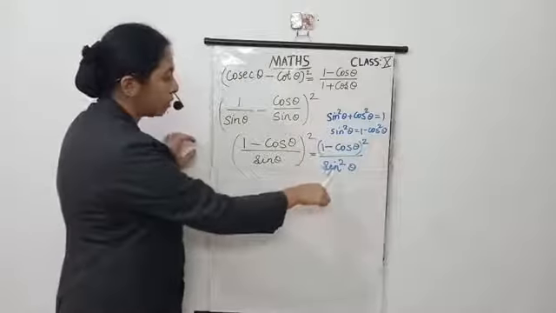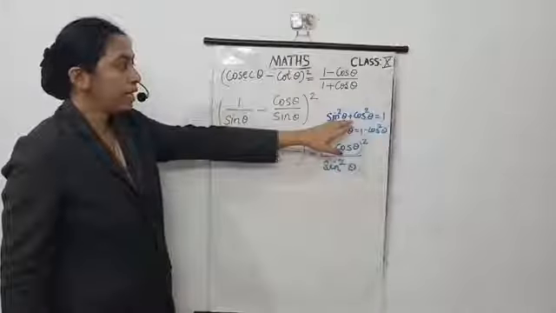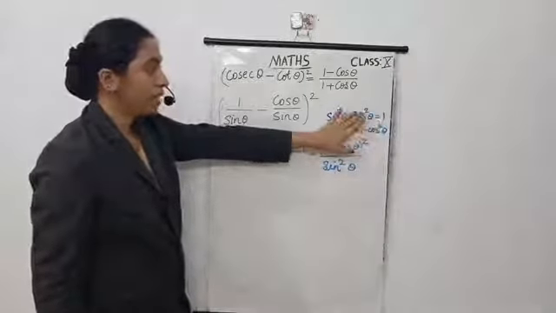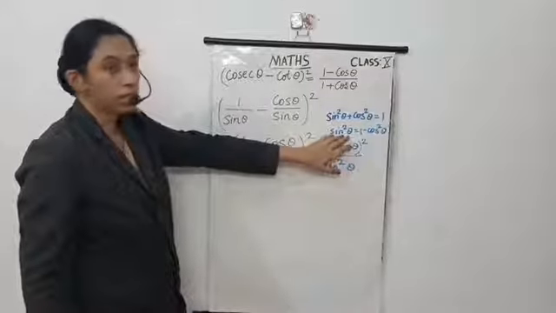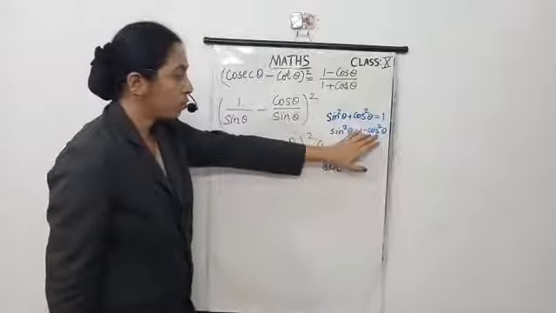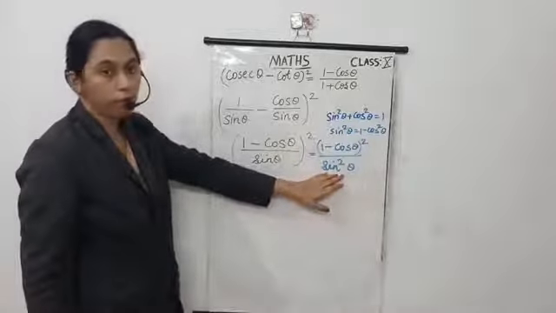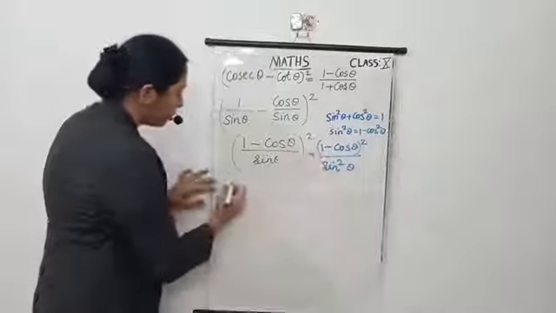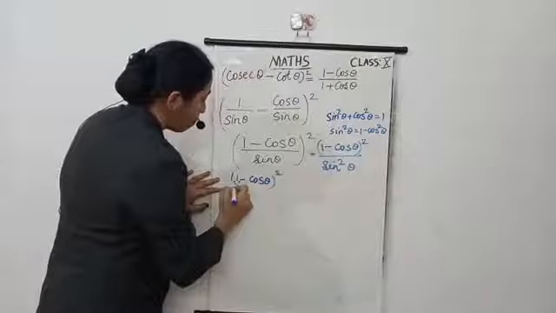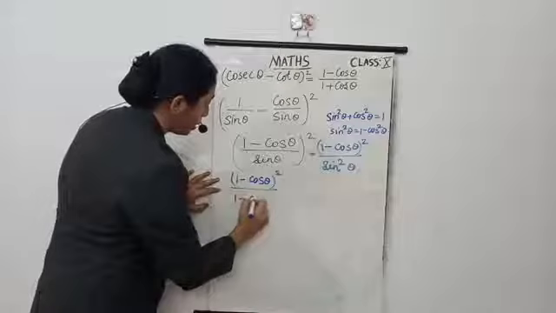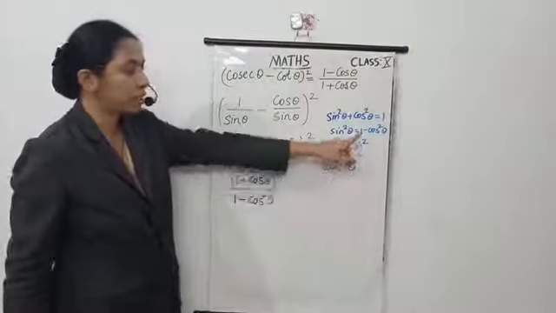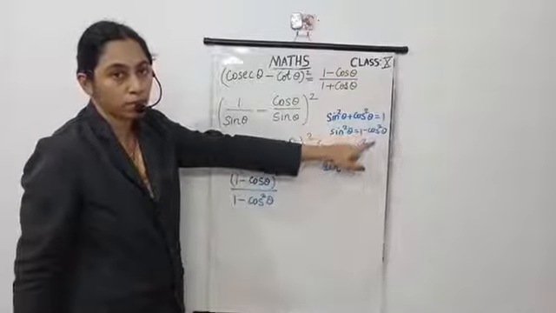Okay. Now sin square theta. We know the identity sin square theta plus cos square theta equals 1. From this identity, we can write sin square theta equals 1 minus cos square theta. So substitute this in the place of sin square theta. So this becomes (1 minus cos theta) whole square by (1 minus cos square theta). Okay, so in the place of sin square theta, we replace 1 minus cos square theta.